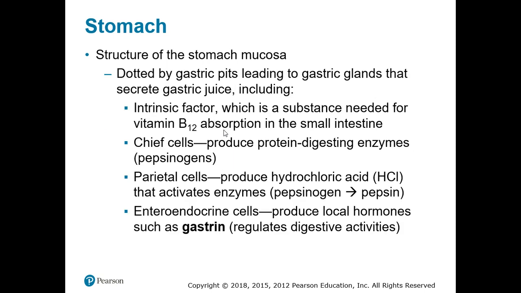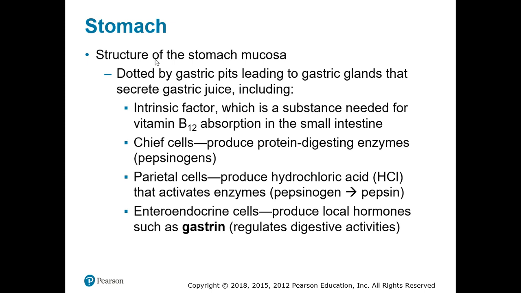Now, in terms of your stomach mucosa, there are other things on it besides just making mucus. It is dotted by something called gastric pits that lead to gastric glands. These, of course, release something called gastric juice. So hopefully you've recognized by now that the term associated with the stomach is gastric. Now, gastric juice has very, very important parts. There is the intrinsic factor, which is needed to absorb vitamin B12.